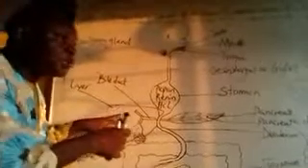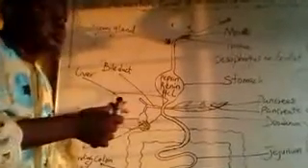If there is excess of amino acid in the body, the liver can convert it into glycogen. The liver can convert it into glucose. So the liver plays a vital role in this respect. Thank you so much.